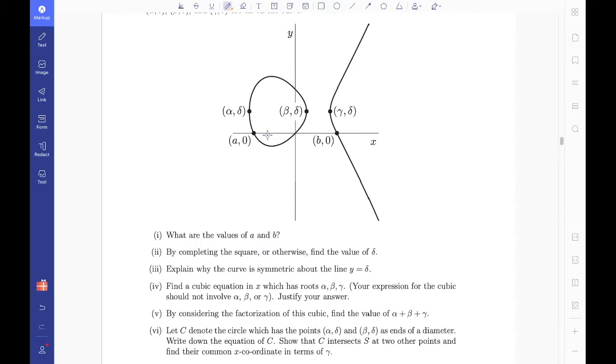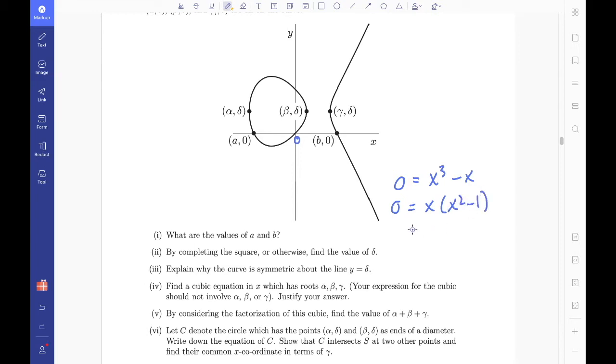So if we now go down, it asks us for the values of A and B. A and B occur when y is 0, and we know this other one is in fact the origin. It says so in the question, and it shows it here. So if we put in y as 0, we get 0 is equal to x cubed minus x, and we can factorize that quite nicely. So it becomes x times x squared minus 1.